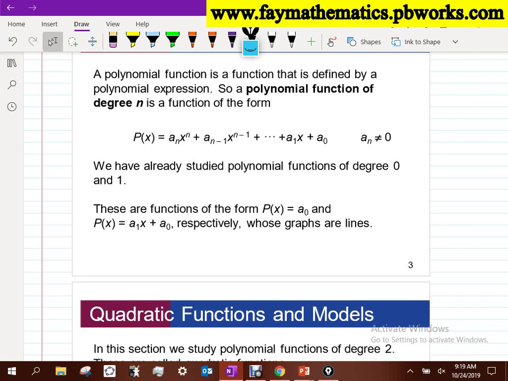It says a sub n cannot be 0. Think about this: if this is a quadratic, but a sub n, my x squared coefficient, were 0, then 0x squared disappears. That would leave me with either a linear function or a constant function, which is no longer the quadratic that I'm looking for. So it degrades the function if a sub n is 0. We don't want that to happen. We want to make sure that a sub n is a non-zero number.